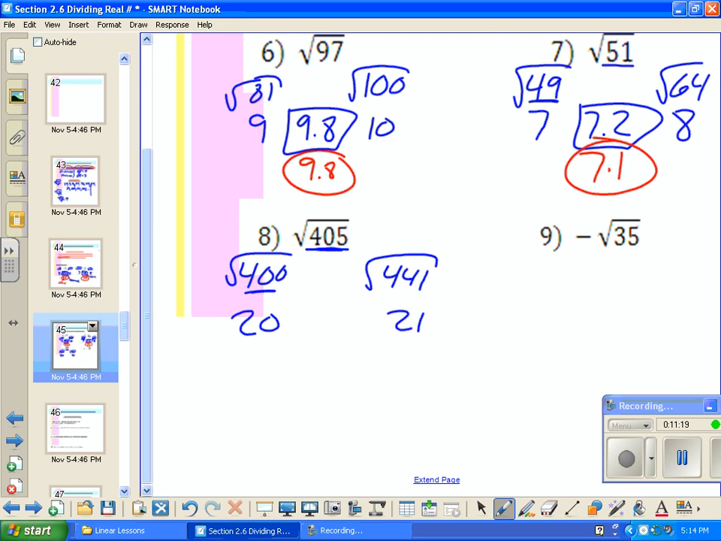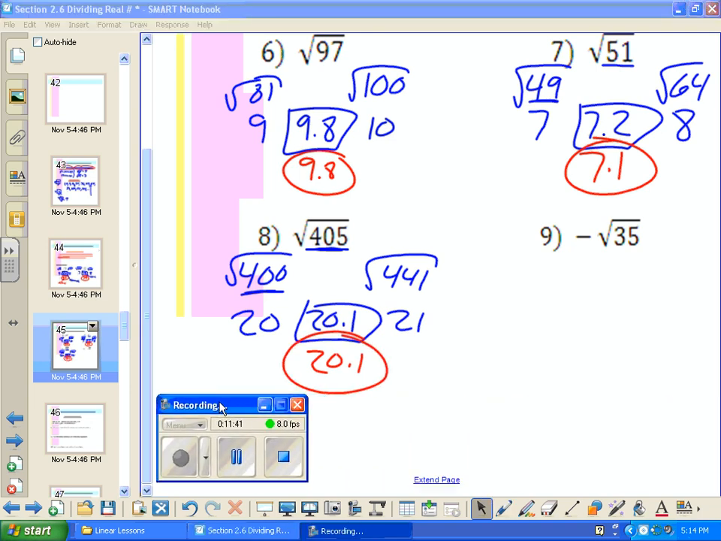So those are the perfect squares that are around 405. Well, 405 is a lot closer to 400, so I'm going to guess something closer to that. I'm going to say this is going to be about 20.1. Let's say it's real close to 20, 20.1. As I punch in 405 and take the square root of that, I'm getting that the answer is about 20.1. So far I've been pretty good at guessing.